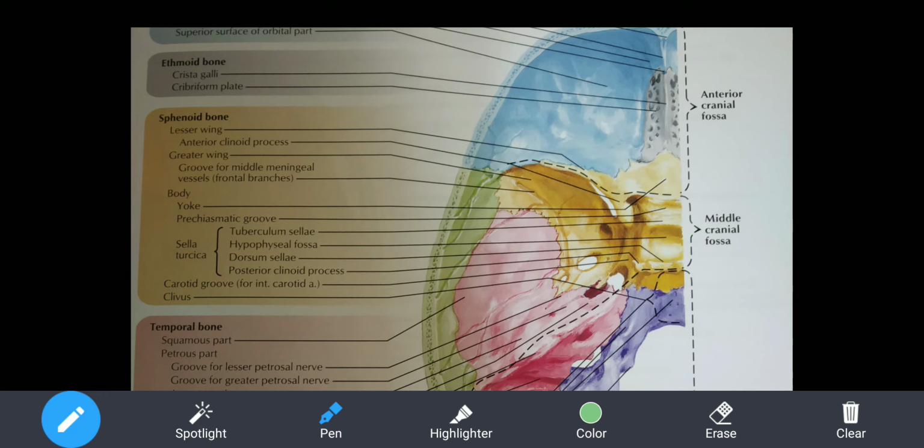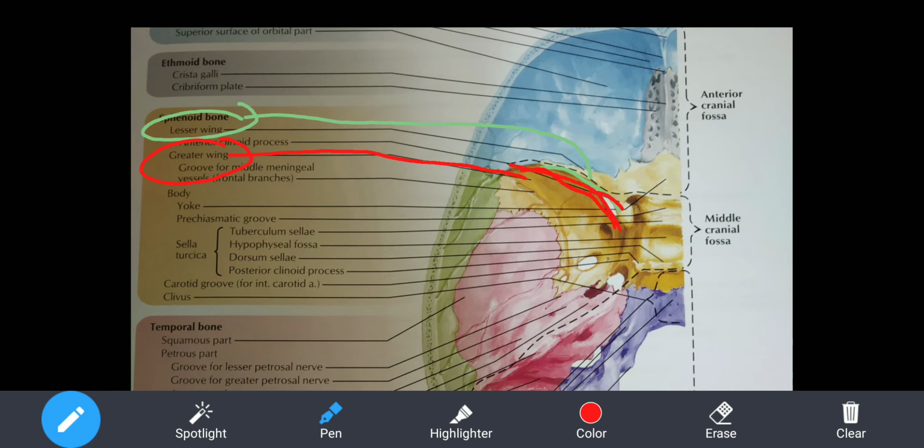Clear your concept about the greater and lesser wing. Last time we made a mistake. See this lesser wing, this greater wing. Follow the arrow, you will understand. Are you able to make it? Once again I will draw. See, the lesser wing is the upper one, with the anterior clinoid process. This is the lesser wing. Now I'll use red color. This is the greater wing. Can you see this, like this?